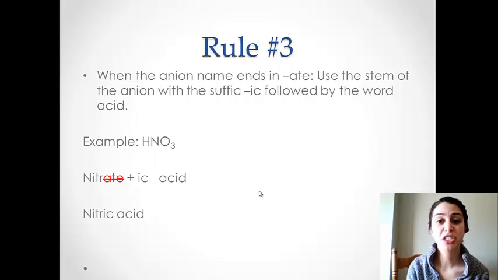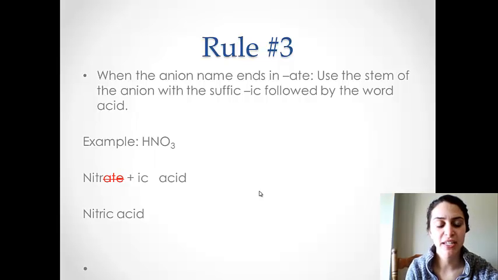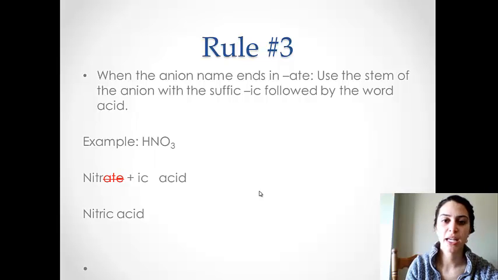And that's pretty much it for naming acids. There are 3 rules. It's going to take a little bit of practice in order to memorize these rules, but the application of them is pretty simple. You just got to know the difference between an element and a polyatomic ion and be able to identify the polyatomic ions. And that is it.